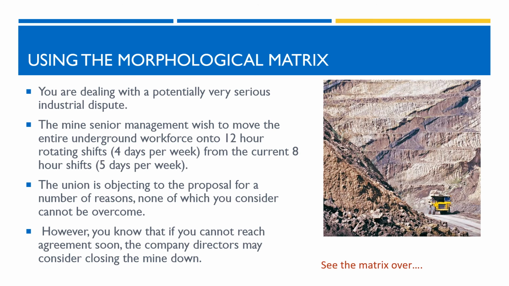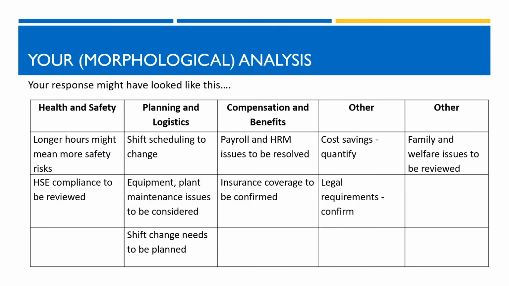Let's look at how a morphological matrix can be used to solve a situation in a mine. You are dealing with a potentially very serious industrial dispute. The mine senior management wish to move the entire underground workforce onto 12-hour rotating shifts over 4 days per week, from the current 8-hour shifts over 5 days per week. The union is objecting to the proposal for a number of reasons, none of which you consider cannot be overcome. However, you know that if you cannot reach agreement soon, the company directors may consider closing the mine down. Your response to this problem might have looked like this.